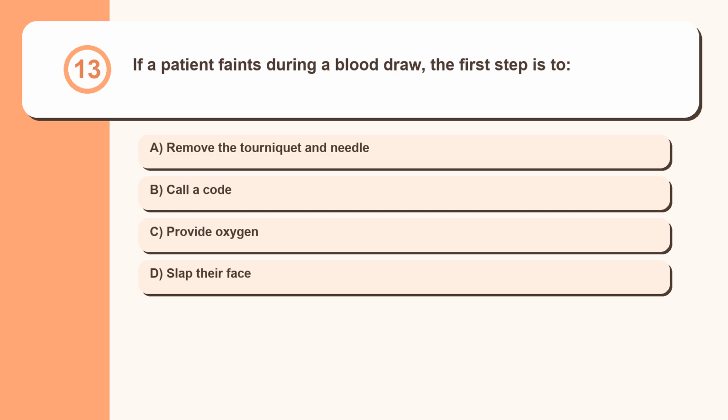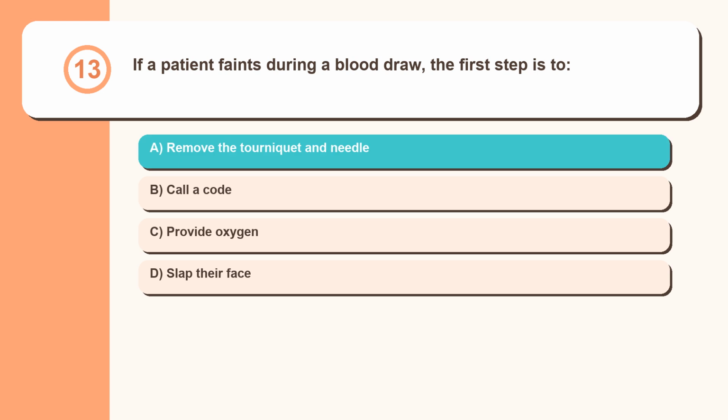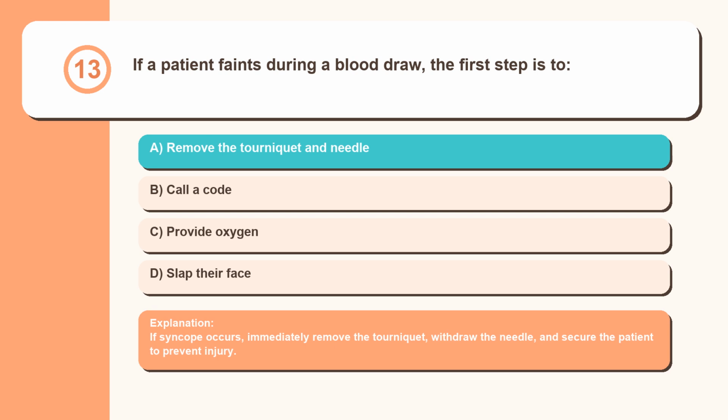Question 13. If a patient faints during a blood draw, the first step is to remove the tourniquet and needle, call a code, provide oxygen, slap their face. If syncope occurs, immediately remove the tourniquet, withdraw the needle, and secure the patient to prevent injury.